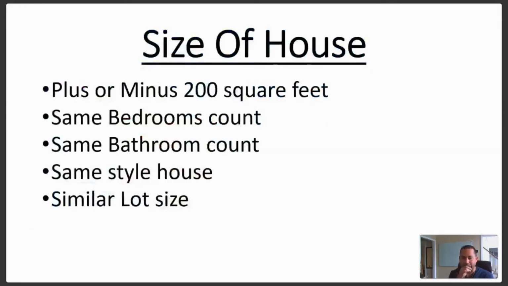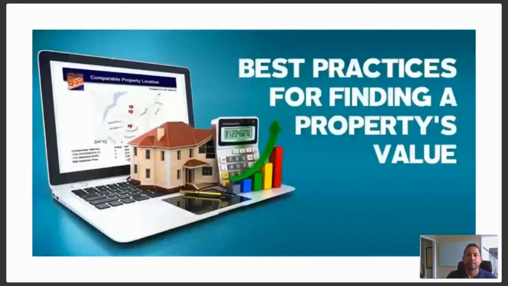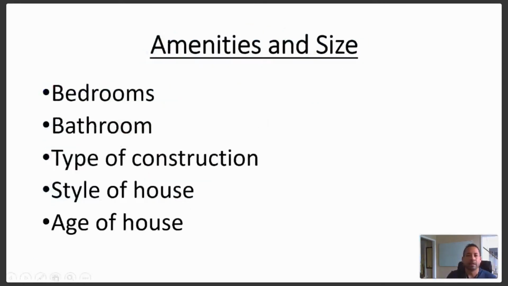So with that being said, let's move on. All right. So amenities and sizes. So bedrooms, bathrooms, the type of construction, the style of the house, the age of the house. So as we were just saying, that's what we would consider each one of those: bedrooms, bathrooms, style of house, age. And then remember that you can do a plus or minus on them.